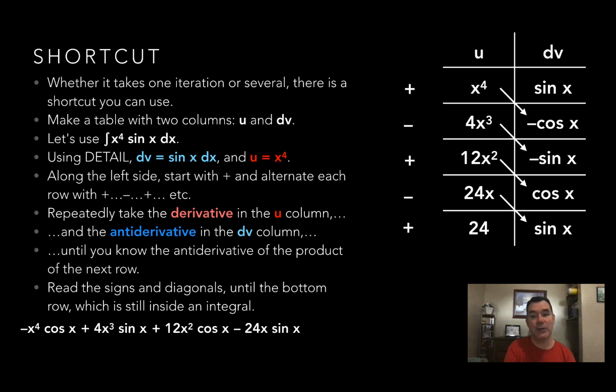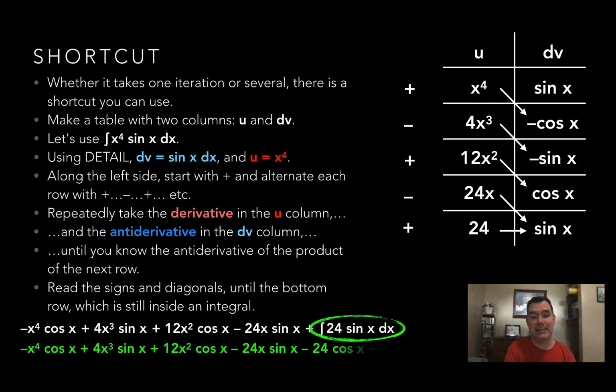I've run out of diagonals, so I look at the bottom row and I read it across, but I still read it as an integral. So I'm going to add the integral of 24 sine x. And this is why it's important for you to know that antiderivative, because you actually have to write down what the antiderivative of that is. So the antiderivative of that is negative 24 times the cosine of x. Everything else stays the same, but I write that as negative 24 cosine x plus my constant.